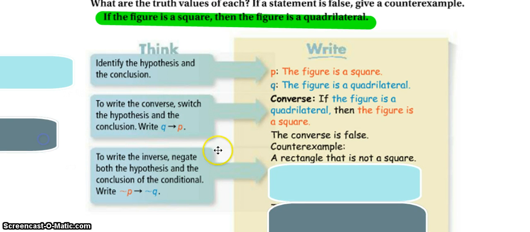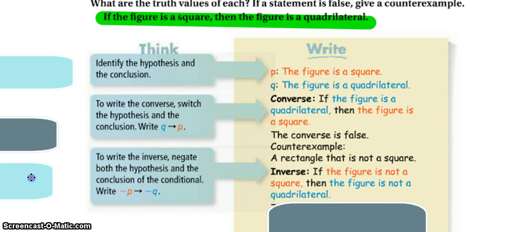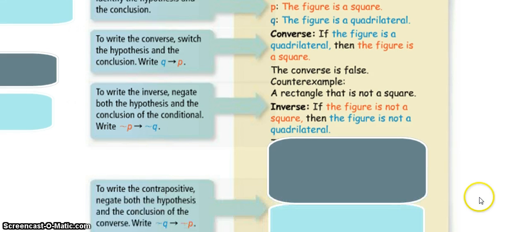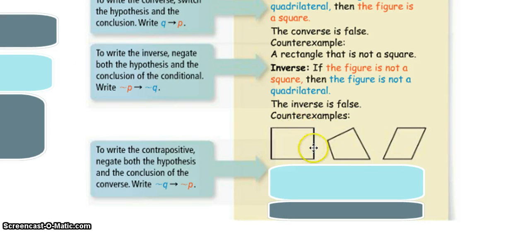Then we write a counterexample that shows us that it's not true. So a quadrilateral that's not a square, well, a rectangle is the easiest quadrilateral that's not a square. So then we write the inverse, so we negate both the hypothesis and then the conclusion. So if a figure is not a square, then it is not a quadrilateral. So again, we write the reason why that's false, our counterexample. So here are not squares that are quadrilaterals.